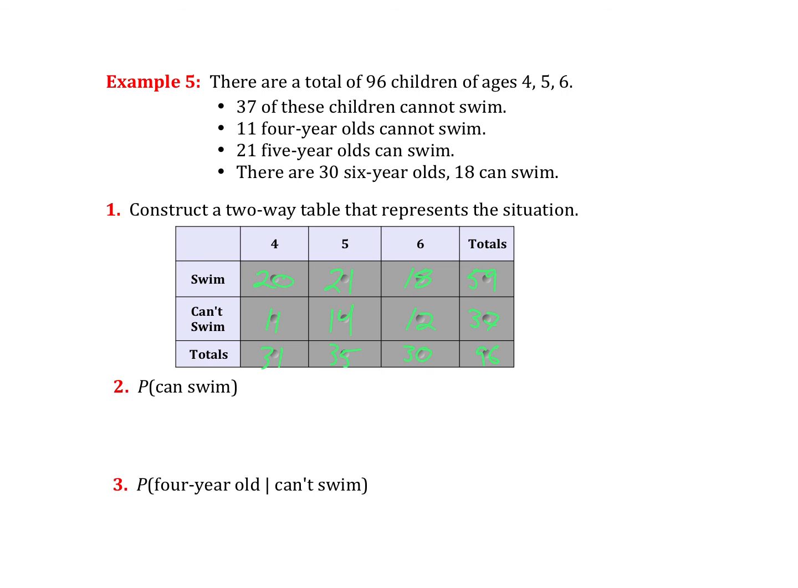Now, just as a little double check, it's a good idea to add straight across, write our row and column totals just to make sure we didn't goof. So if I add straight across, 31 plus 35 is 66, plus 30 is 96, 59 plus 37 is 96. Okay. So now let's get the probability that a student can swim. Well, 59 students can swim out of the total 96. We'd go 59 out of 96. Go to your calculator, and you'll get that's about 61.5%.